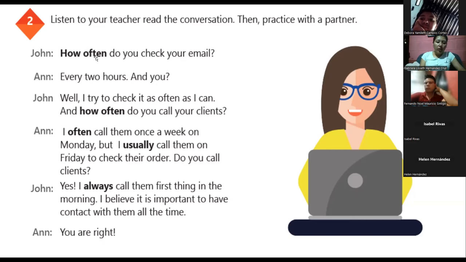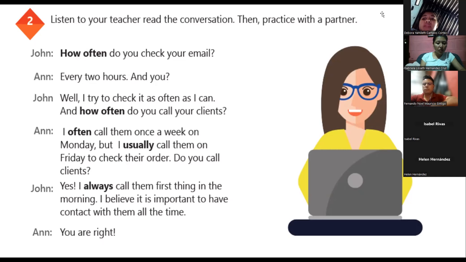Vamos a ver. How often do you check your email? Every 2 hours. And you? Well, I try to check it as often as I can. And how often do you call your clients? I often call them once a week on Monday. But I usually call them on Friday to check their order. Do you call clients? Yes, I always call them first thing in the morning. I believe it is important to have contact with them all the time. You are right.